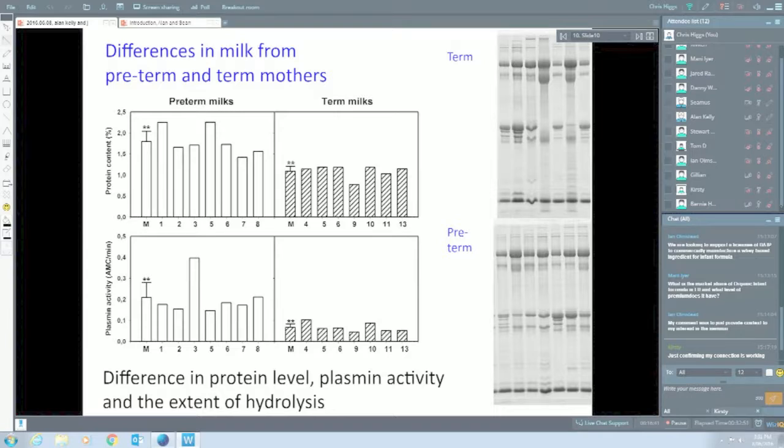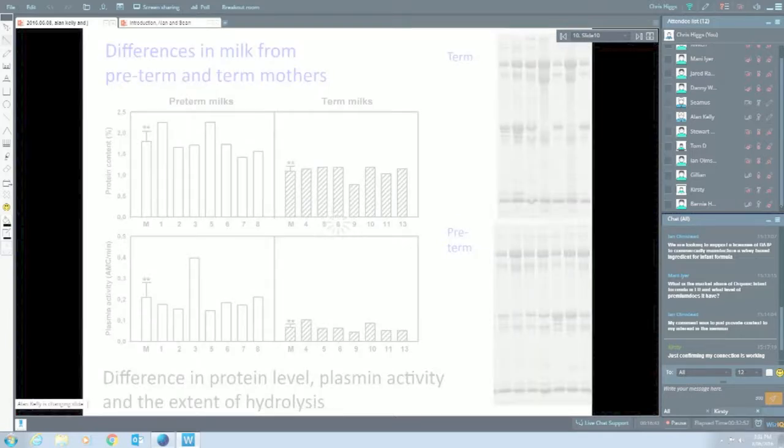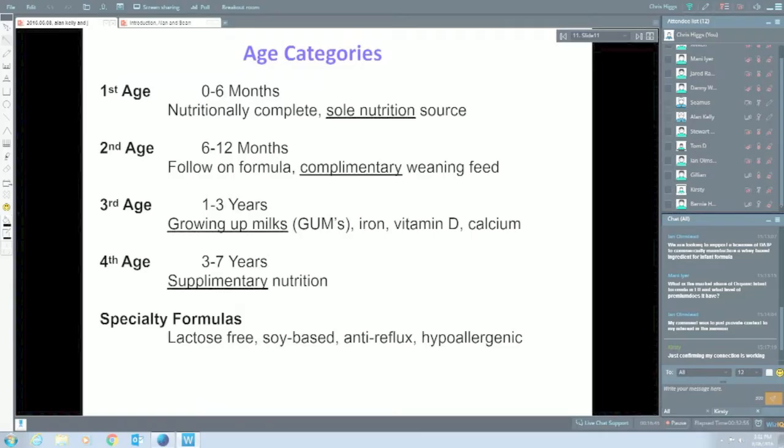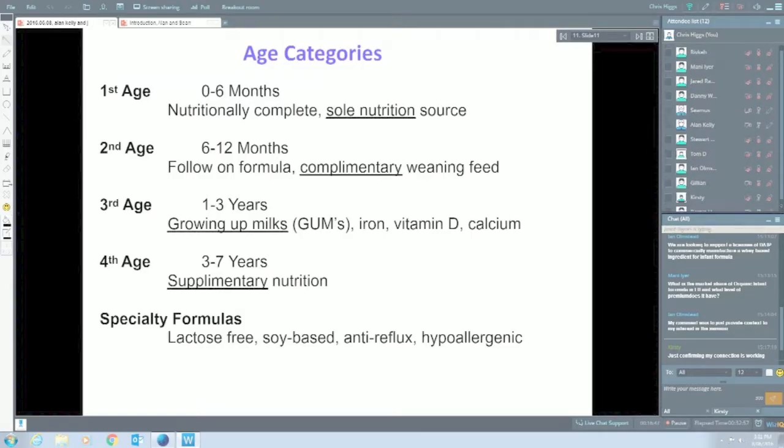So for now, what I'm going to do is pass over to Seamus, who's going to take over the next part of the talk and talk you through some of our work on how we address some of these challenges in terms of formulating new protein ingredients.